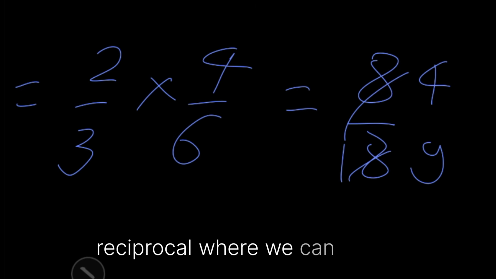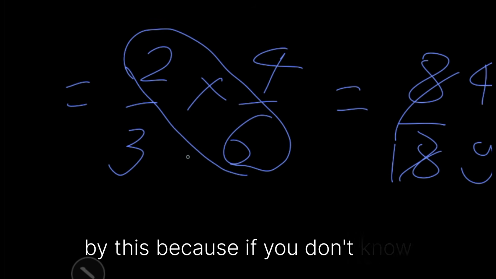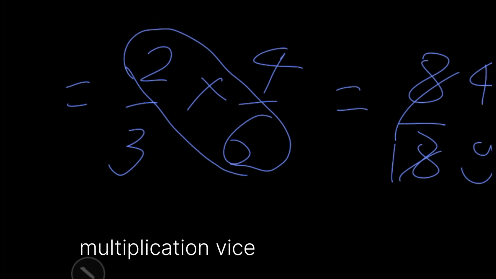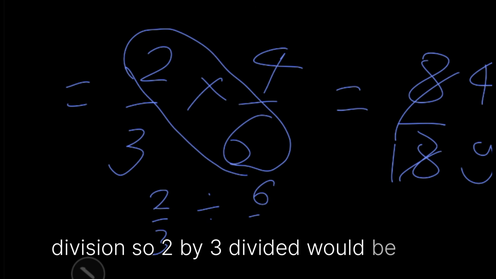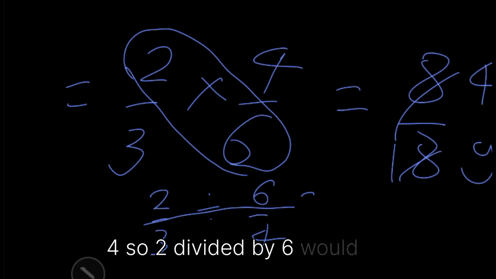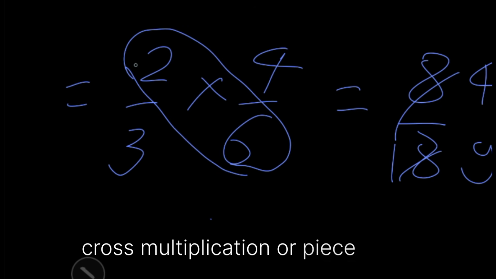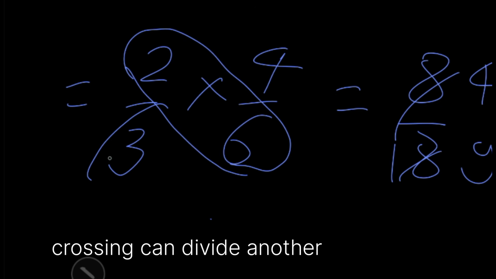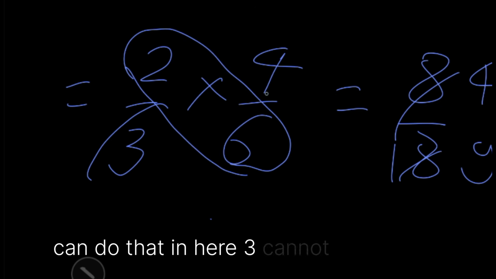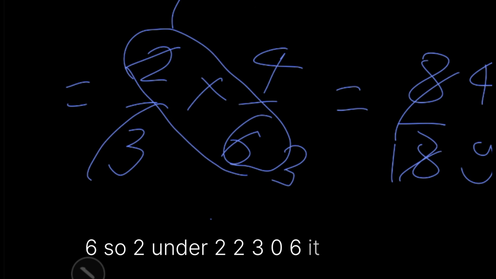What we can also do is take the reciprocal, where we can divide by this, because multiplication and division are vice versa, which we'll also learn in division. So 2 by 3 divided would be 6 by 4. So 2 divided by 6 would be 3. So we can do cross multiplication or cross division. If a number crossing can divide another number, we can do that. Here 3 cannot divide 4, so we cannot do anything, but 2 can divide 6, so 2 and 6, 2 threes is 6. It is an easy method.